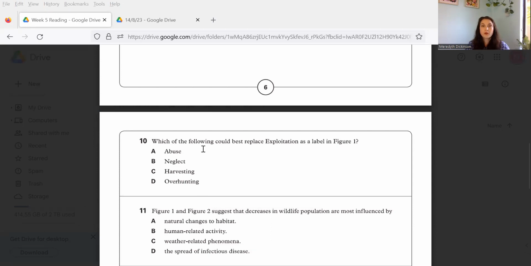So which of these could replace exploitation? Abuse is when you hurt an animal. You might whip it or beat it in order to get it to do what you want. Neglect is not looking after the animal properly, not feeding it, not giving it shelter, not giving it water. That's neglect, not looking after it properly. Harvesting is when you go out and you harvest your crop of wheat, or you pull all your plums off your trees. And overhunting is when you go in and you hunt an animal.